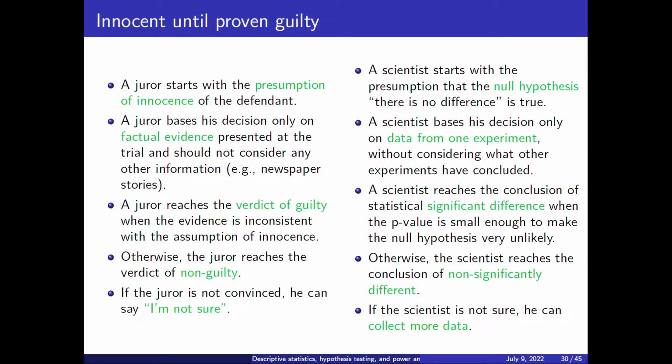And if the juror is not convinced, he can always say, okay, I'm not sure. As a scientist, if your p-value is not low enough, you can always collect more data. There are a lot of subtleties here, whether to take decisions after looking at the data, all this. But in general, if you're not sure about something, you should collect more evidence against the null hypothesis.